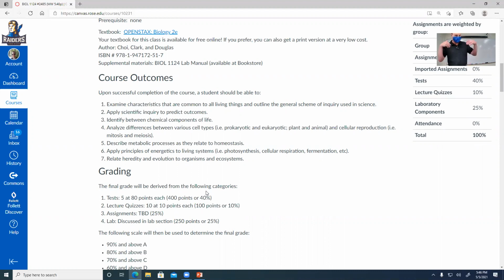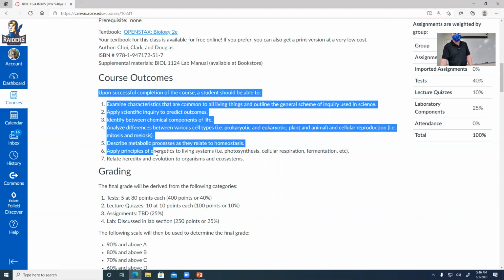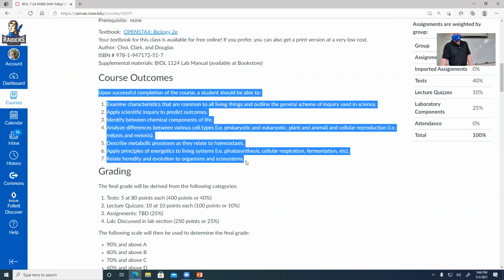Number 1, well, it's a common statement there, upon successful completion of the course, the student should be able to: number 1, examine characteristics that are common in all living things and outline the general scheme of inquiry used in science. That's the scientific method, as well as inductive and deductive reasoning. Really, I would focus, make sure you understand the scientific method, a little bit about how to apply it, and how it's used. And then be able to apply scientific inquiry to predict outcomes.